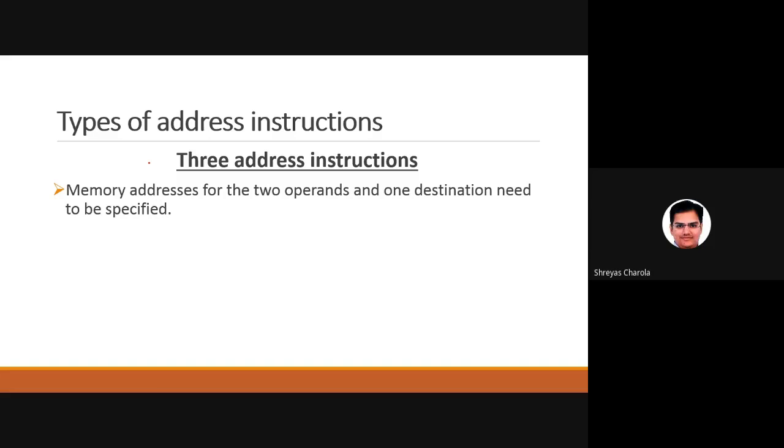Memory addresses for 2 operands and 1 destination need to be specified. So we have 2 operands and 1 destination to specify, and that's why we call it a 3 address instruction. So coming to this, Add R1, R2 and R3. Which are the 2 operands in this and which is the destination? R1 is the destination. What about R2 and R3, Jaishankar?